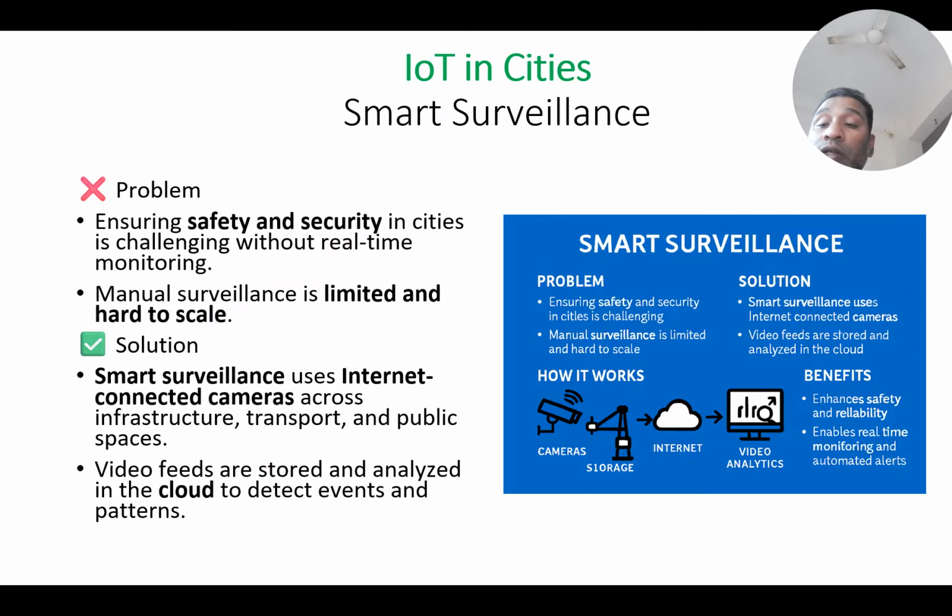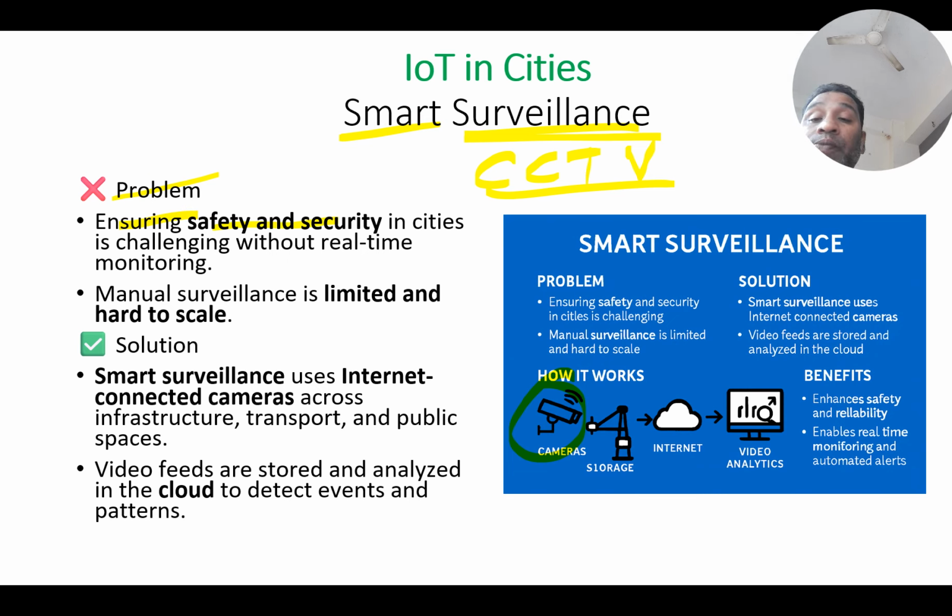Now smart surveillance, right? The moment we say surveillance, CCTV comes to mind. Nowadays we can see cameras installed everywhere, on the roads, in traffic, even in our campus. These are part of surveillance. Surveillance means monitoring the public. So let us see what the surveillance problems in the city are.